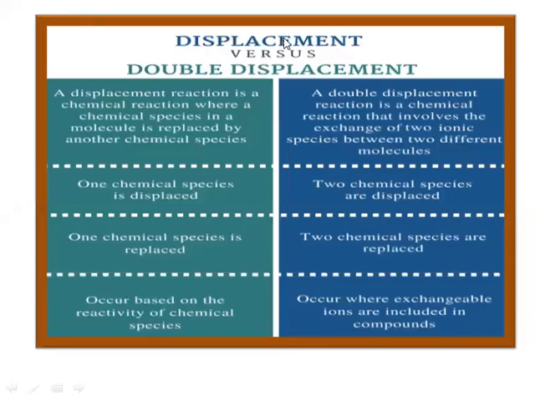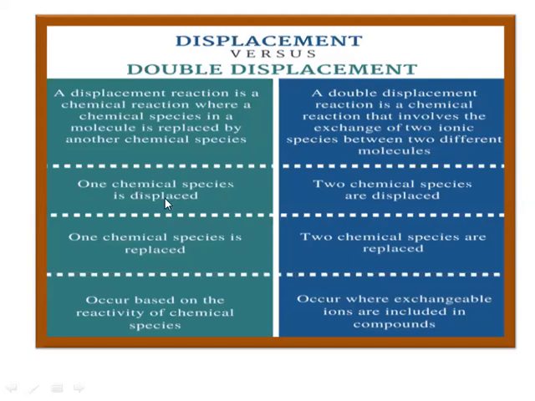When we consider displacement and double displacement, both refer to substitution of one or more entities between the reactants, forming the new products. But there are some differences also. A displacement reaction is a chemical reaction where a chemical species in a molecule is replaced by another chemical species, whereas a double displacement reaction involves the exchange of two ionic species between two different molecules.